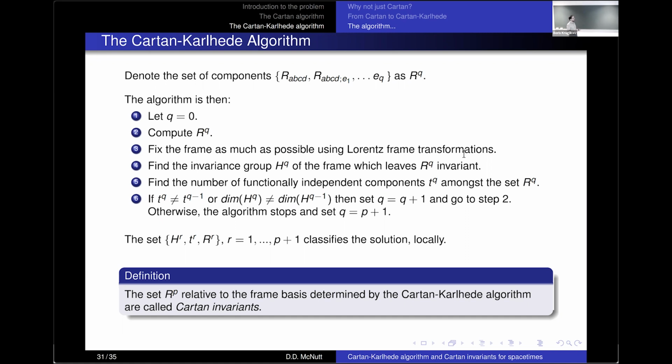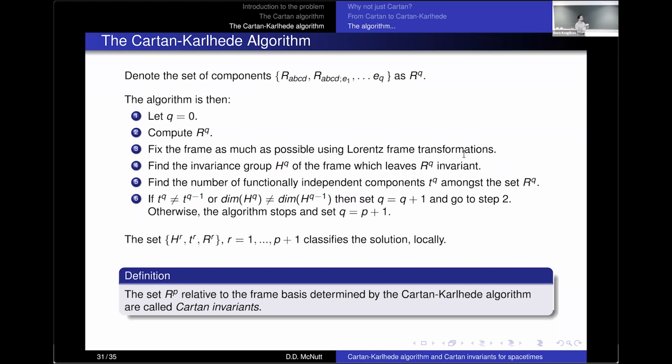So we compute the first covariant derivative of the curvature tensor. We try to fix our frame using the remaining frame freedom, so the elements of H0. We determine the dimension of the invariance group. We determine the invariance group. So these are the frame transformations that leave the curvature tensor and its first covariant derivative, set up in its canonical form, invariant. We find the number of functionally independent components, and the algorithm repeats.